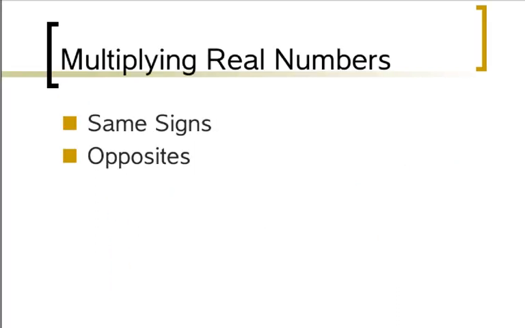Now we're going to take a look at multiplying real numbers. There are two types: multiplying with same signs, and multiplying with opposites. With same signs, the answer will always be positive. If they're opposites, the answer will always be negative. So that's hopefully an easy way to remember. Now let's take a look at some examples.